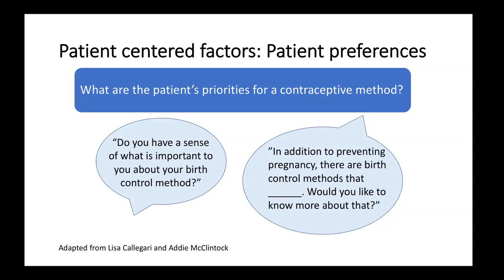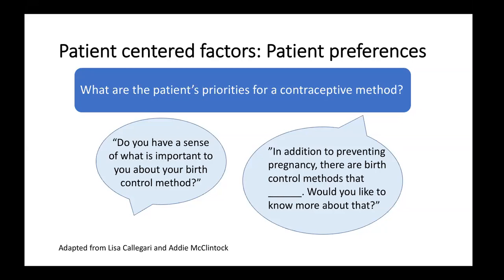Okay, so back to other patient-centered factors. How do we talk about patient preferences? I think it's important to elicit what their priorities are for a contraceptive method. So leaving things open-ended, you can ask, do you have a sense of what's important to you about your birth control method? Most likely they already have heard about side effects, or they've heard information from the internet or whatever shows that they watch about what is effective and what's not.